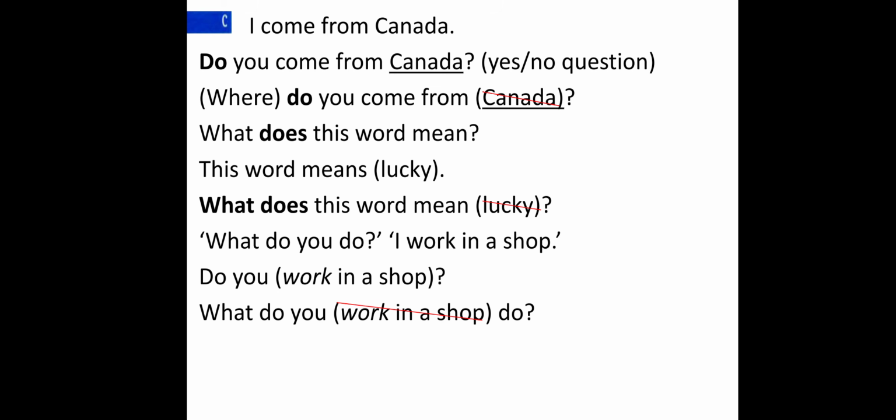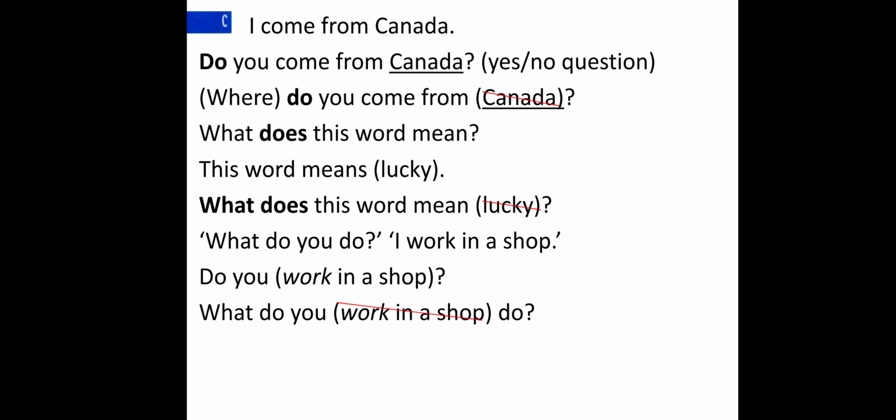And we must replace. In the previous sentences, for example, Canada, we omitted Canada, but we didn't add anything in its place. But here, when you ask about the verb itself or the action itself, you must replace it with do in the same form.